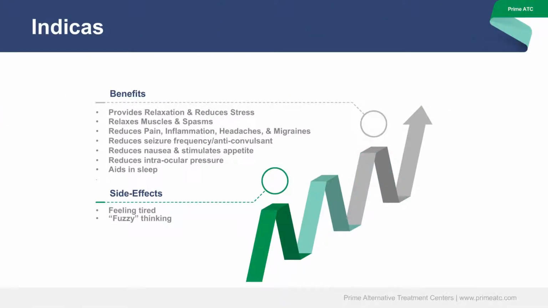Indicas. The primary effects are on the body. Indicas tend to produce sedated feelings, and many prefer it for nighttime use. Some noted therapeutic effects from the use of indicas: it can provide relaxation and reduce stress. It can relax muscle spasms and reduce the pain and inflammation associated with muscle injury.